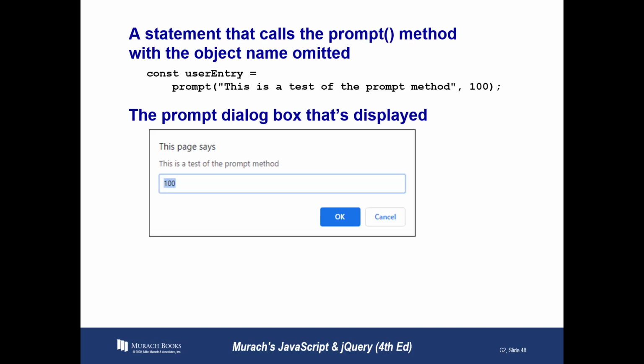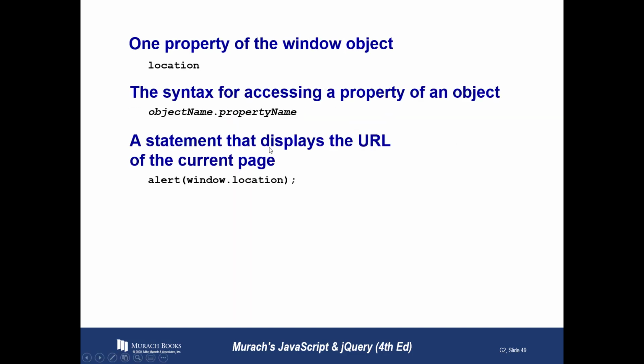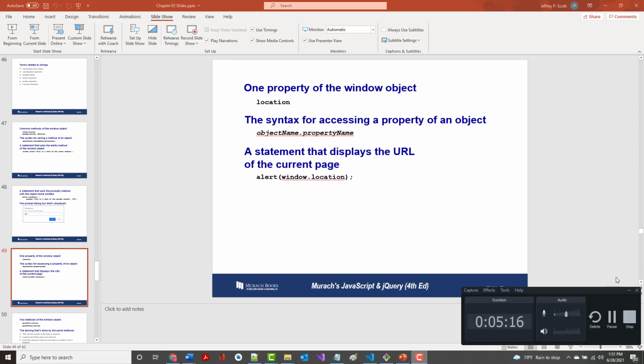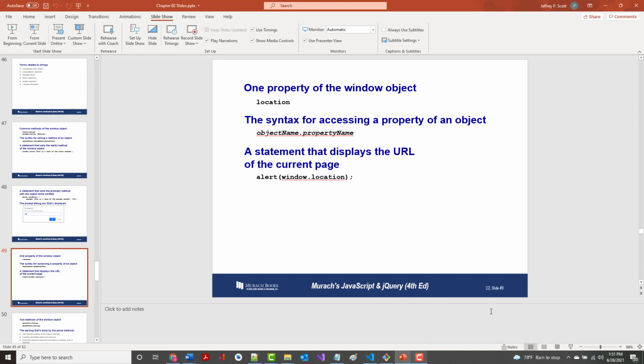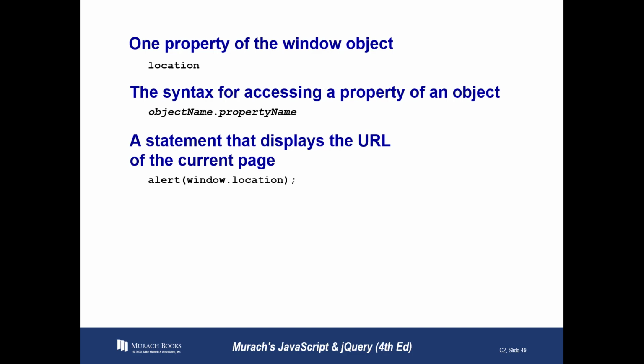So here's an example of a prompt. What the prompt does is it allows you to input values. So in this case, userEntry would hold whatever you put in there, for this is a test of the prompt method. And notice 100 here would be the default value. All right. One property of the window object, well, what you can do with the window object here is you can use it to look up stuff. And if you go, I don't know what that means, it'll make more sense again as we go on.